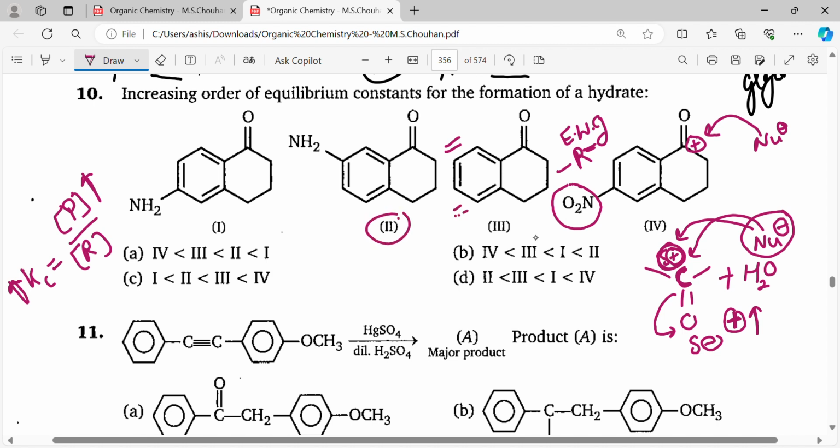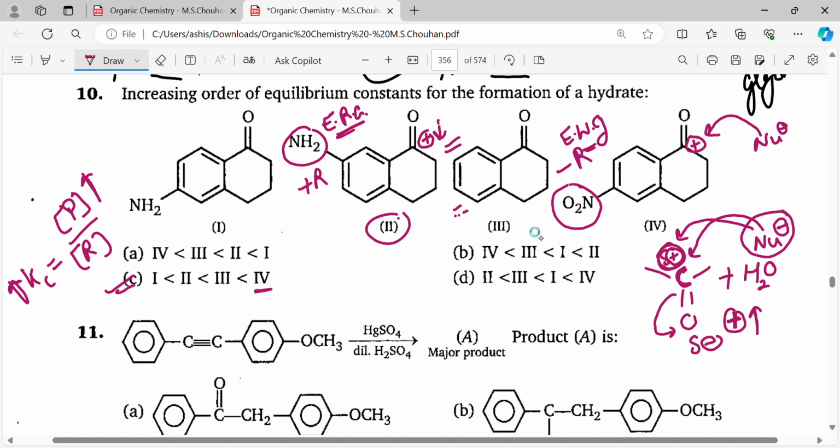Then the third molecule is neutral: neither an electron releasing group nor an electron withdrawing group is attached. In the second molecule NH2 is attached. Now what is NH2? NH2 is an electron releasing group, so it releases electrons by the plus R effect. That's why it decreases the positive charge on the carbon, so the value of Kc will also be lower.